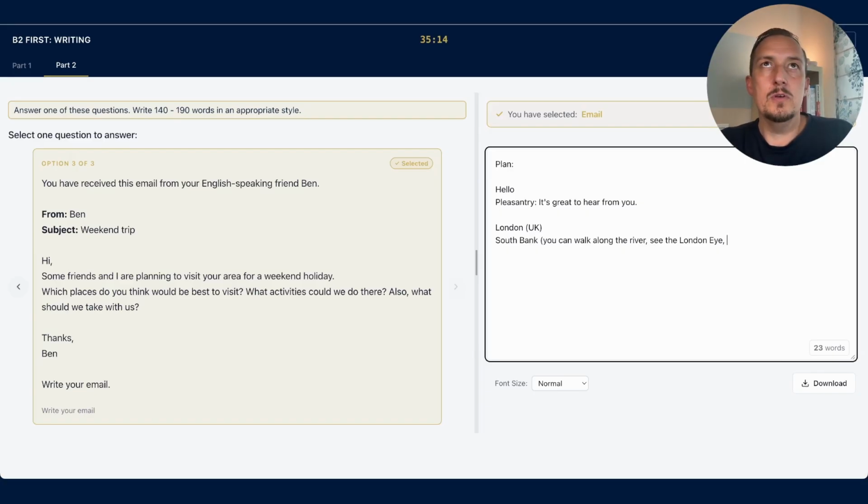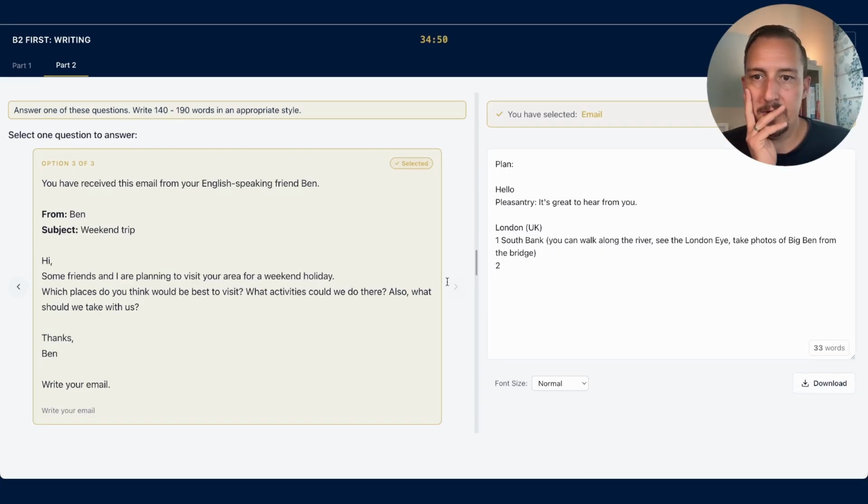And what else can you do? You can take photos of Big Ben from the bridge. Yes, okay, that's a good start. So notice we're sort of saying, okay, the place and then the activity. So basically the place and what you can do there. So our first place is the South Bank.